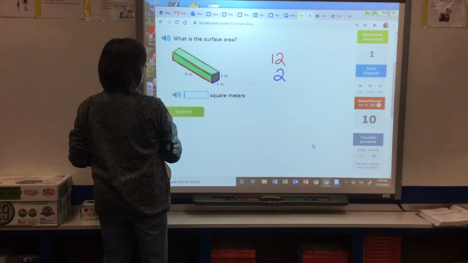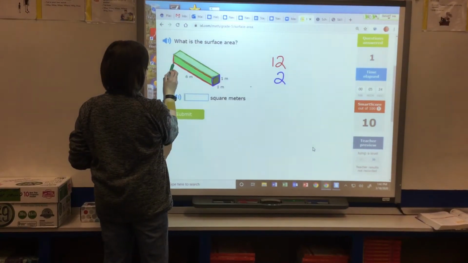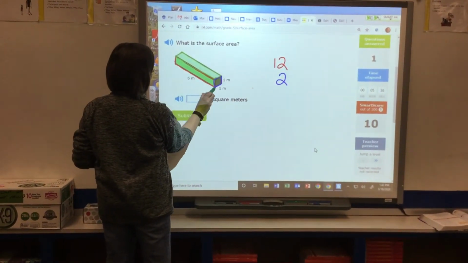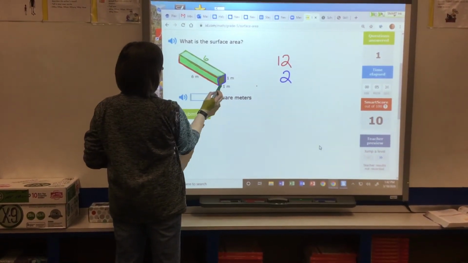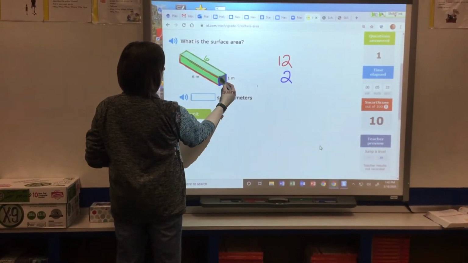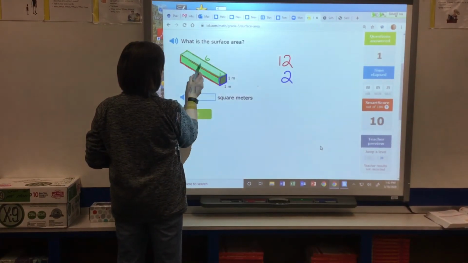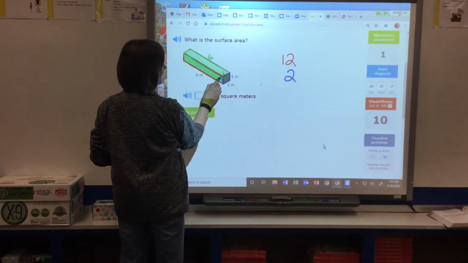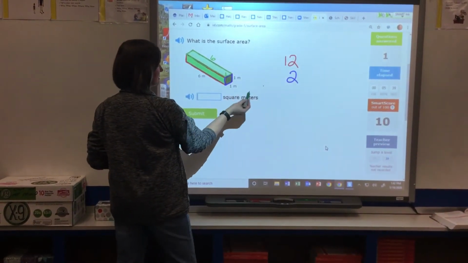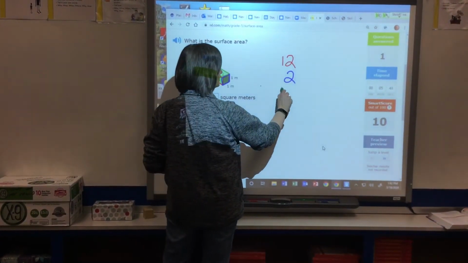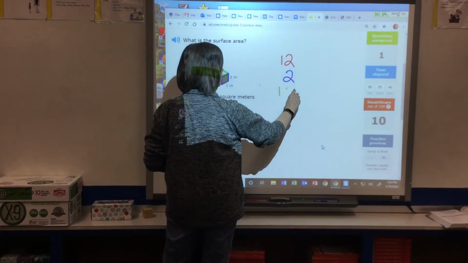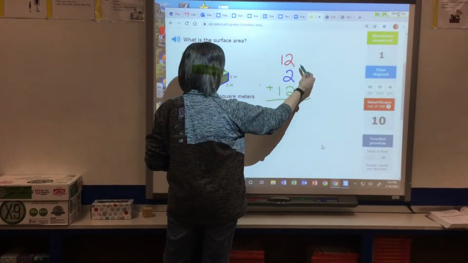And then the last one is this one here, and it doesn't have any measurements on it, but we know it because these are congruent. We've used that word a few times. If this is 6 meters, this has to be 6 meters, and if this is 1 here, then this side is 1 also. So we can take the length times the width, and 6 times 1 is 6. And if the top is 6, that means the bottom side is also 6. 6 plus 6 is 12, and the last step is to simply add them together.